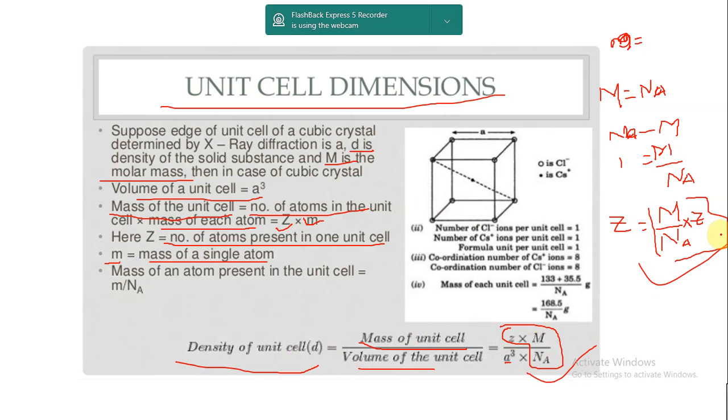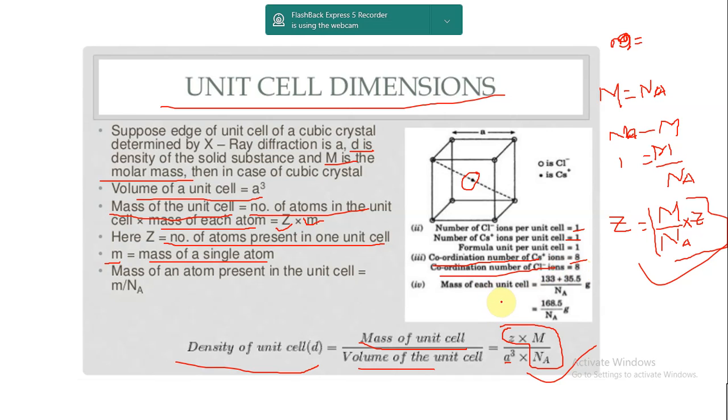Got it? So if you see, the number of chlorine atoms per unit cell: chlorine are at the corners, isn't it? So 1/8 into 8, 1 हो गया. Number of cesium atoms present: cesium is present at the center, so it is a BCC-type structure with one atom at the center, so it is also 1. So formula unit per cell is 1. Coordination number of cesium is 8. This we have to remember, coordination number of cesium is 8 and coordination number of chlorine is 8. It will be given in the question, don't worry.